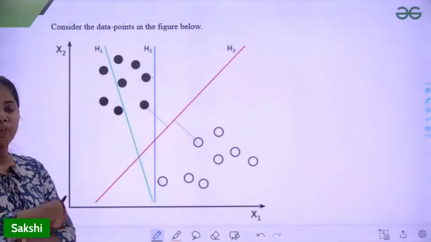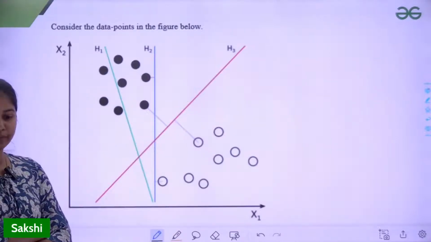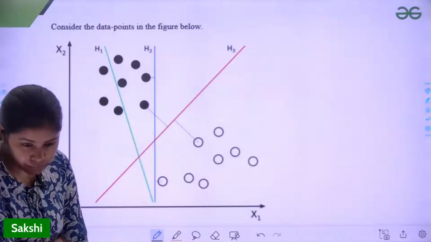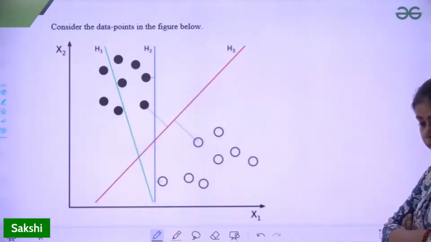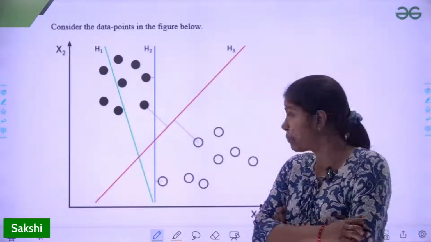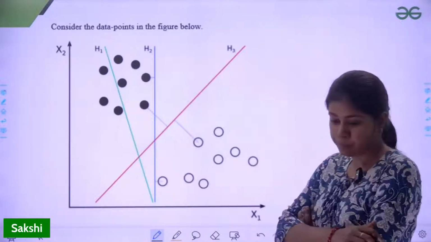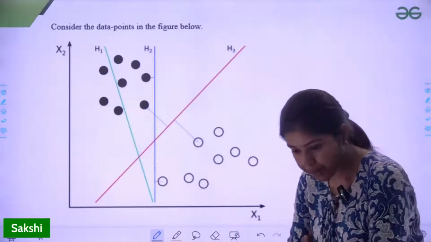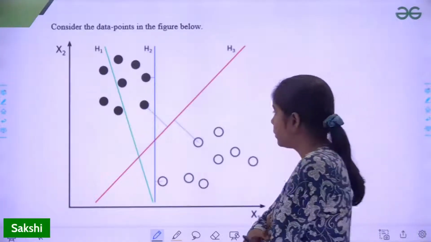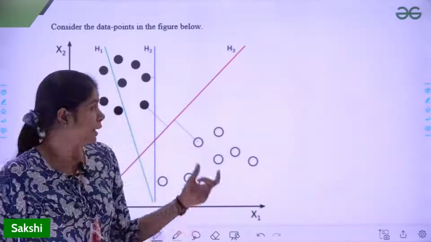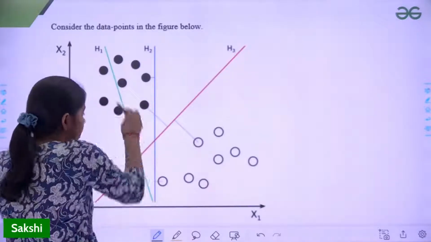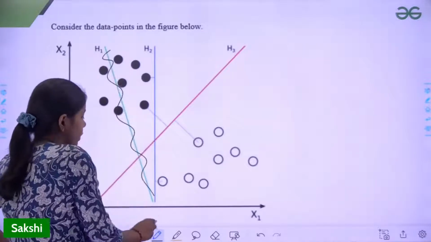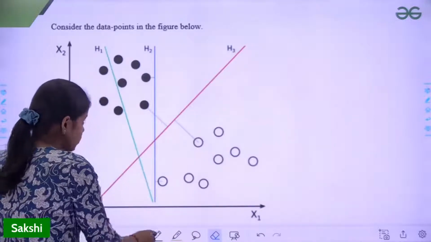Let me know, guys, which is the maximum margin hyperplane here. H2, right, Avi. So you can see that H1 is not a hyperplane here because it is not classifying, right? So H1 does not work here.